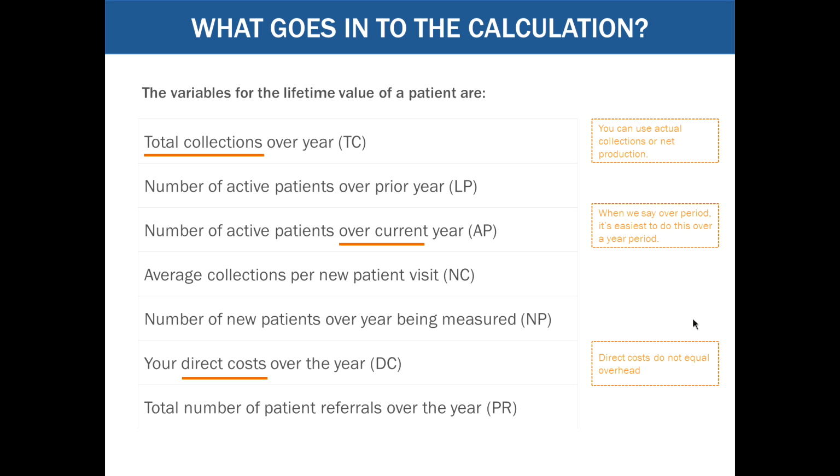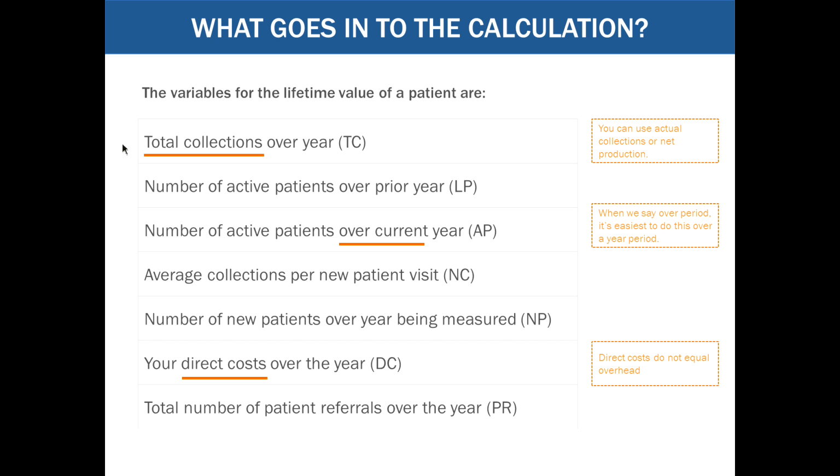So what actually goes into the calculation? The different parts we're going to look at are the total collections for the practice over the year, the number of active patients over the prior year, the number of active patients over the current year, average collections per new patient visit, the number of new patients every year being measured, your direct cost over the year, and your total number of patient referrals over the year.